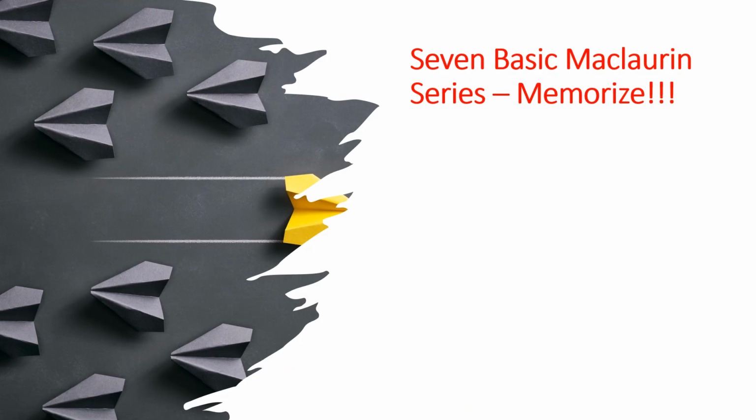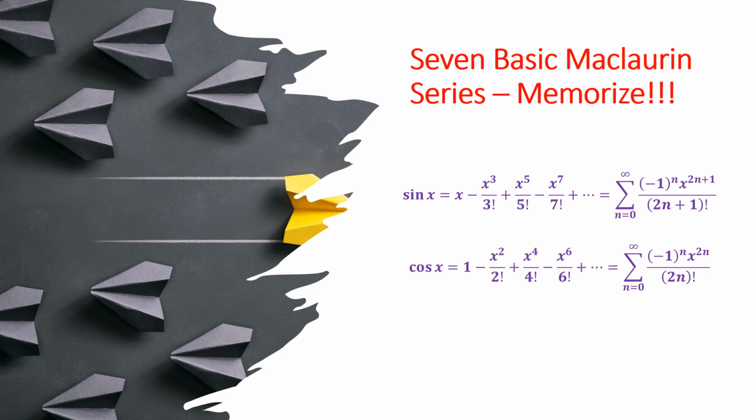All right, 3 more that I need you to memorize would be sine of x, which we did earlier: negative 1 to the n, x to the 2n plus 1 over 2n plus 1 factorial. Cosine x, which we built earlier: negative 1 to the n, x to the 2n over 2n factorial. And I also want you to know tan inverse of x, which would be negative 1 to the n, x to the 2n plus 1 over 2n plus 1.